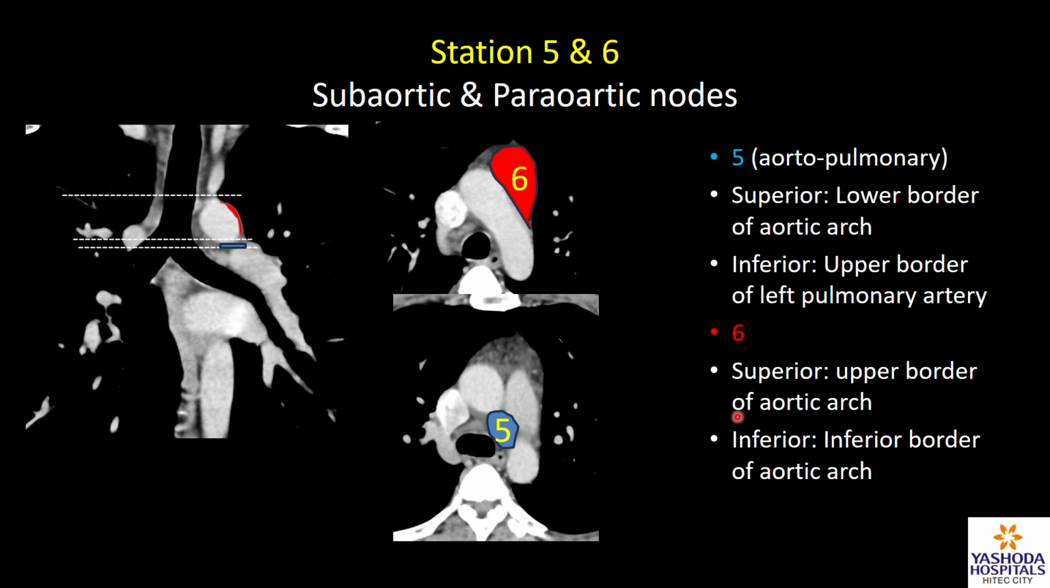Now station 5 and 6 are adjacent to the aorta. So anything which is below the aortic arch and above the level of the left border, upper margin of the left superior pulmonary artery would be the station 5, also called the aorticopulmonary group. And above that would be the para-aortic nodes, which are anterior and lateral to the aortic arch. So the para-aortic nodes would be between the upper border of the aortic arch and the lower border of the aortic arch. So 5 would be between the lower border of the aortic arch and the upper border of the left pulmonary artery.